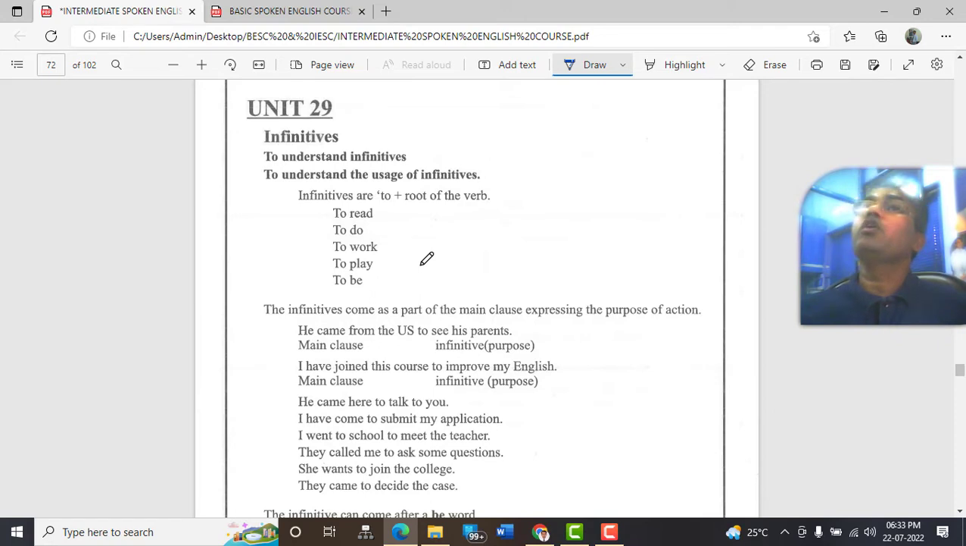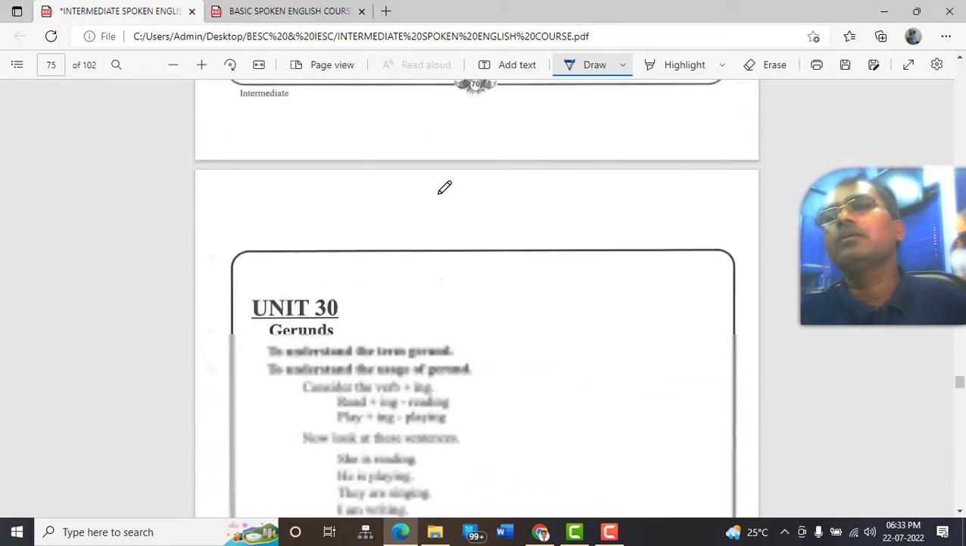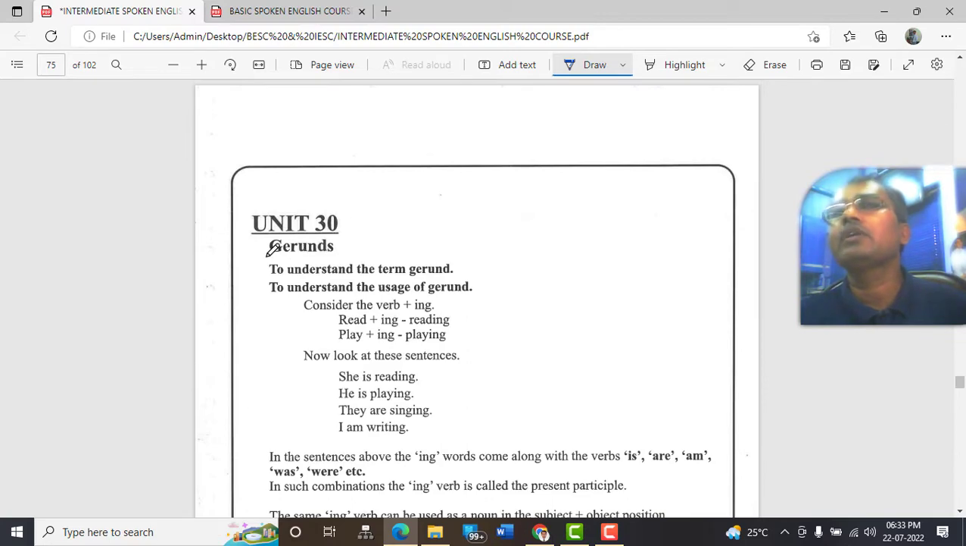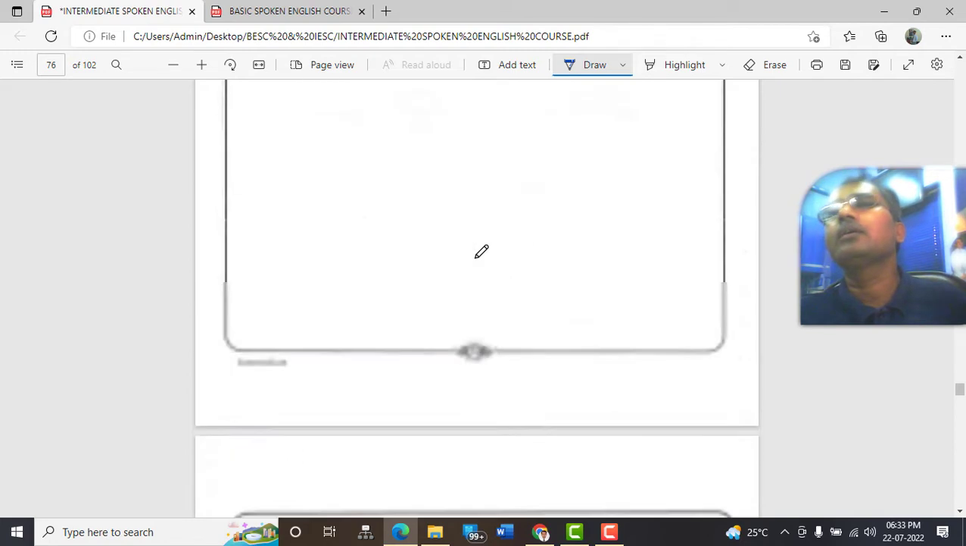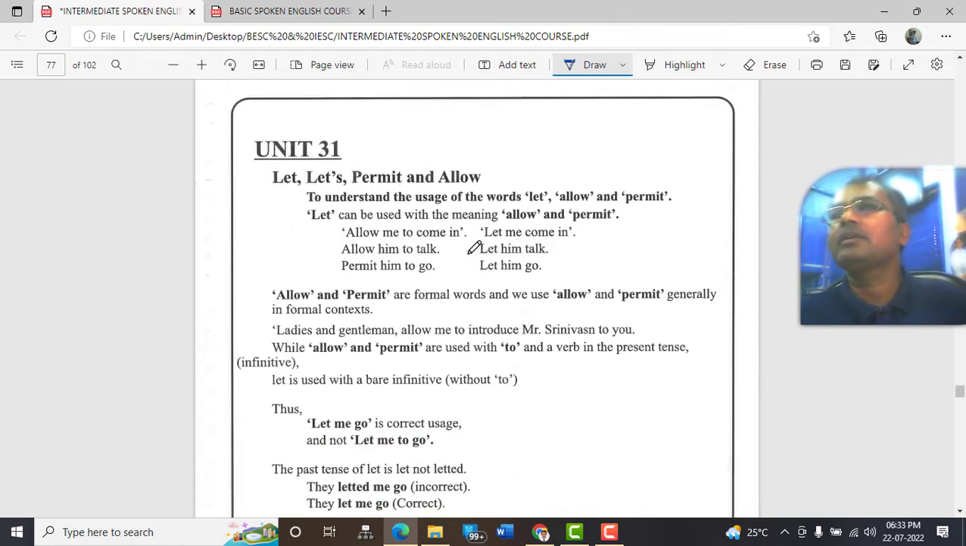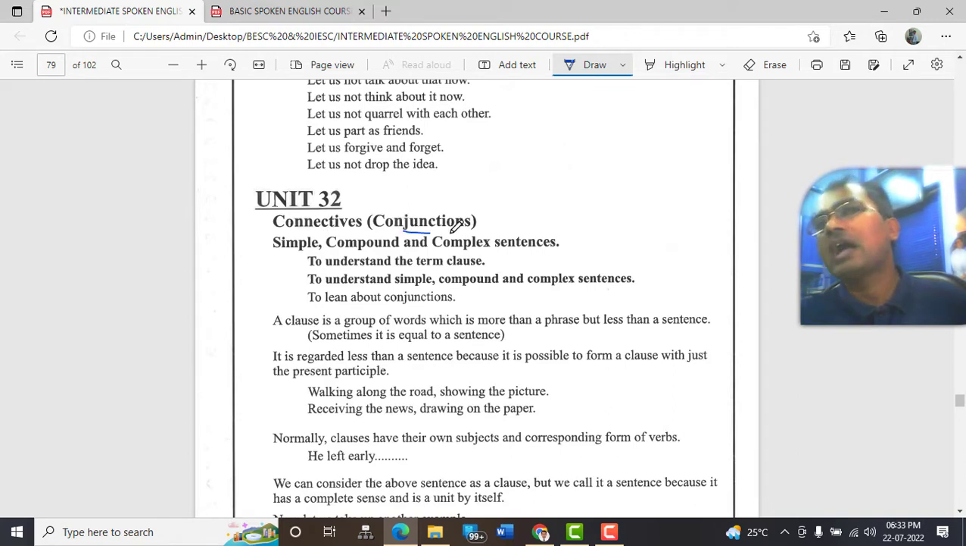As a teacher, we know how much importance it plays when a person is actually speaking very fluent English. All these make a lot of difference. Then we will talk about infinitives, to understand infinitives. And then we will go to unit 30 where we will talk about gerunds. To understand the term gerund, it is a little tricky, but it is very easy. And then we will talk about let, let's, permit, allow, important words. And then we will talk about conjunctions.